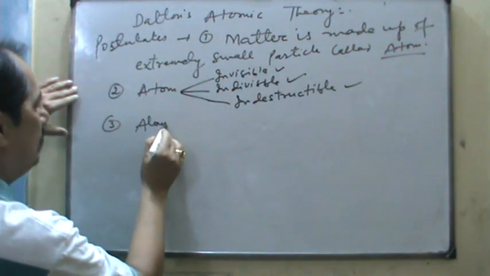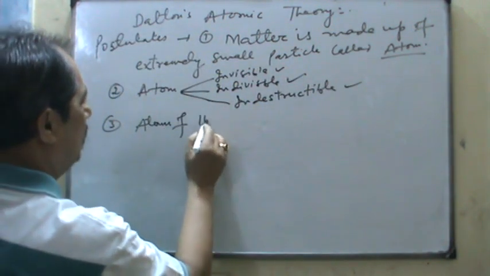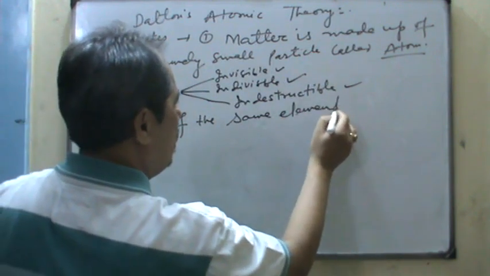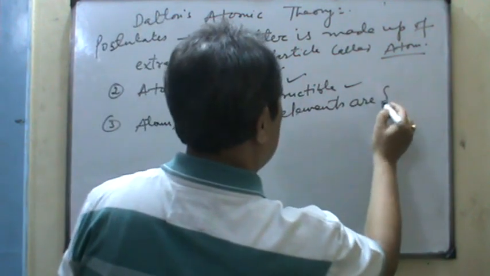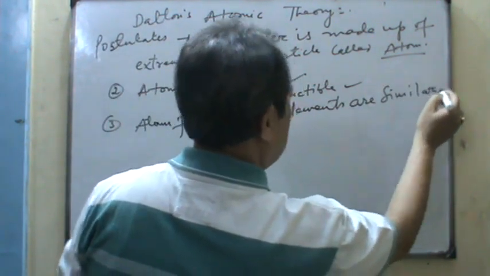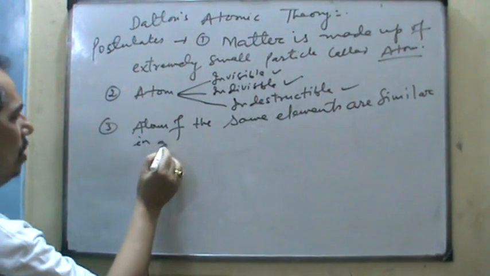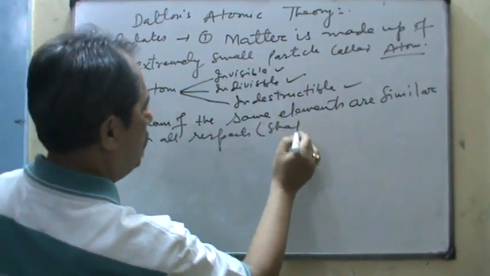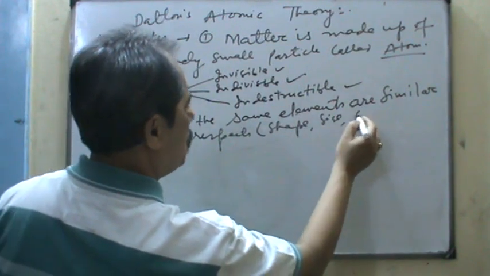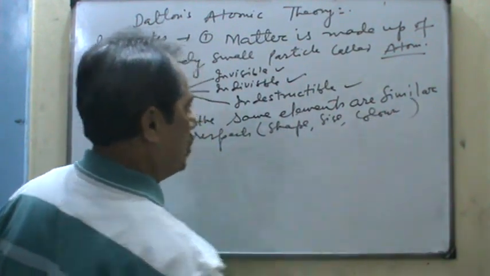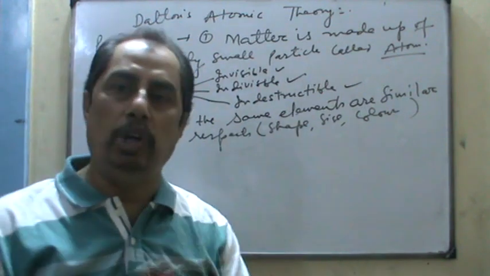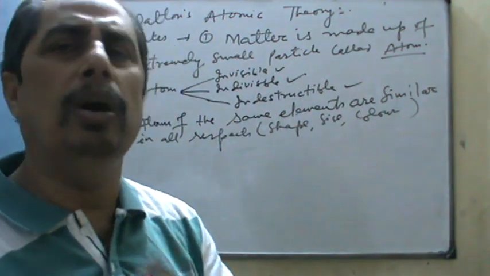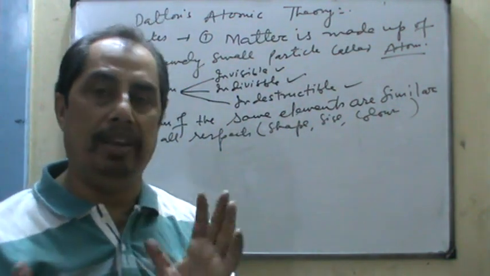Atom of the same elements are similar in all respects. What is that? Shape, size, color, etc. It is the opinion of John Dalton. Today it is not correct, but it is the classical concept or postulate. That is why postulates is not verified.